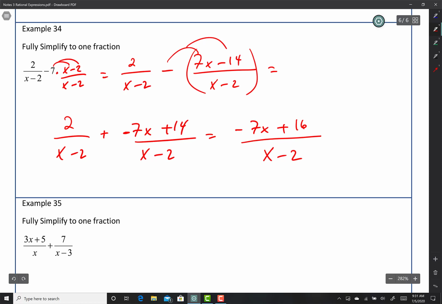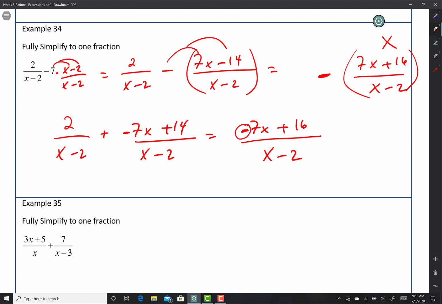Now, quick warning. Let me make sure that's 7x here. A lot of professors actually hate the negative to be in the first term. So a lot of people probably would have written 16 minus 7x. I'm okay with it, guys. Just make sure this negative does not start floating. If you do this, negative in the front, and you write 7x plus 16 over x minus 2, that is wrong, because now you're telling me that the whole expression is negative like that. So that's why sometimes that negative there is an issue.